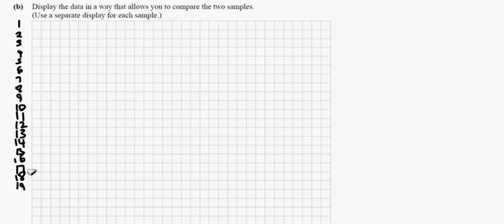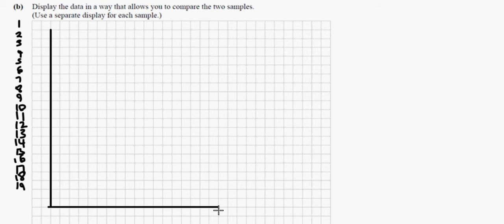Okay, so we should be okay with that. Now, we have 19 blocks here, so what I'm going to do is draw my axis. Okay, and we'll use a black line here. So I'm going to draw my axis like so, and this is for the one histogram each.